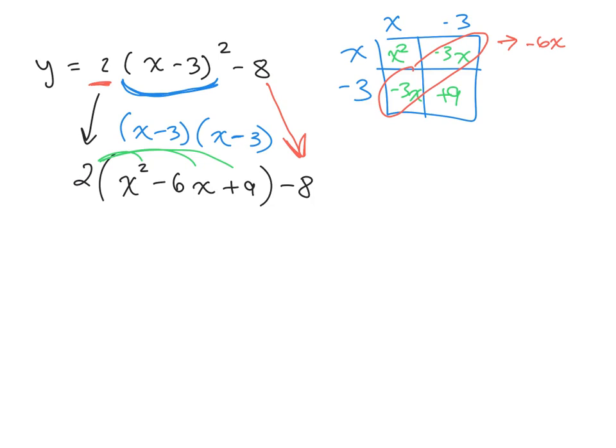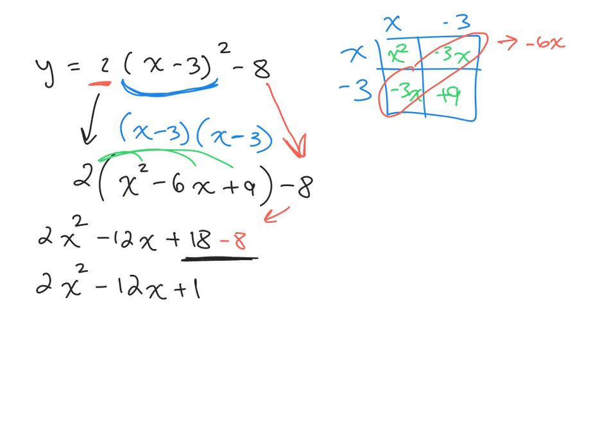So 2 times x squared becomes 2x squared. 2 times negative 6x becomes negative 12x. And 2 times 9 becomes 18. But again, we have this minus 8, so we include that. So now we have to combine like terms because we have 18 minus 8. So our new trinomial becomes 2x squared minus 12x plus 10. Since 10 is the result of 18 minus 8. And now this is standard form, but remember our goal is to get to intercept form.